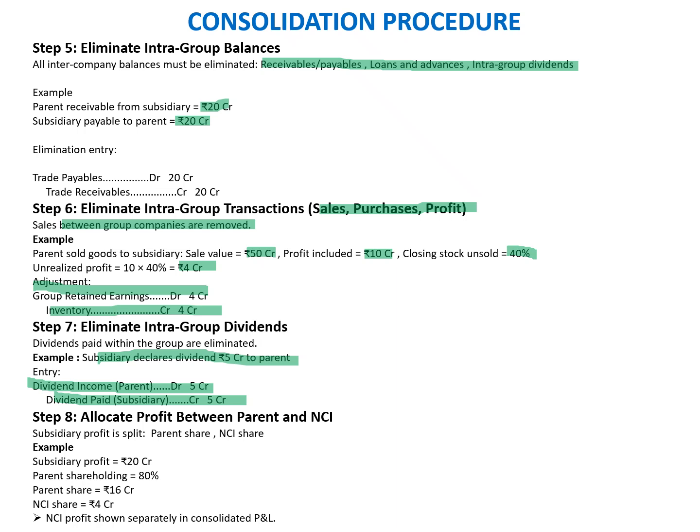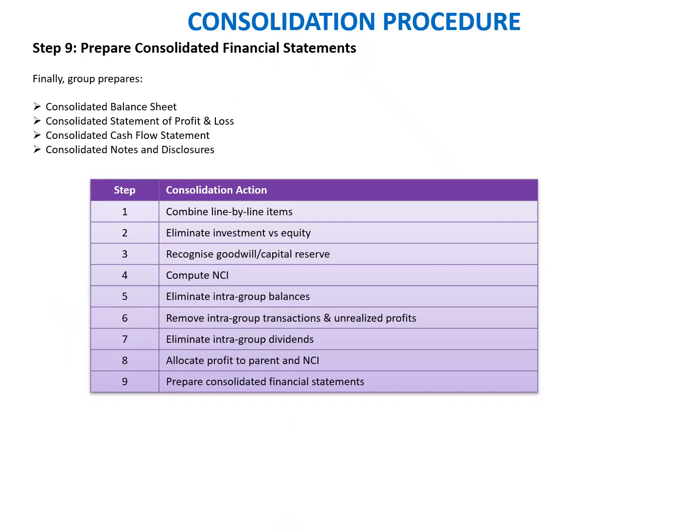Then what we have to do is allocate the profit between the parent and the NCI. So the subsidiary profit is split: the parent share and the NCI share have to be obtained, and then we have to split that between the parent and the NCI. Subsidiary profit is 20 crore, parent share is 80%. So parent share is 16 crore and NCI is 4 crore. So NCI profit is shown separately in the consolidated P&L. The way we have shown the NCI in the net assets, likewise we have to show the NCI profit in the consolidated P&L. So we'll move to the next slide and look at the last step of the consolidation procedure.